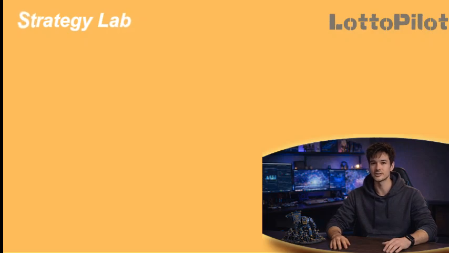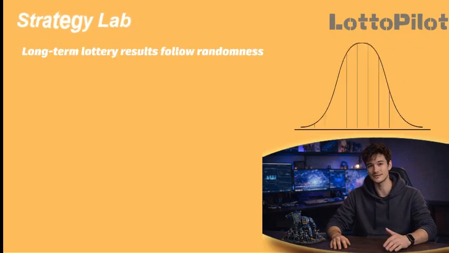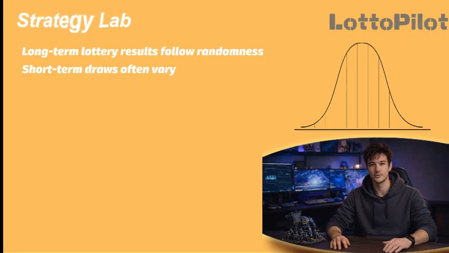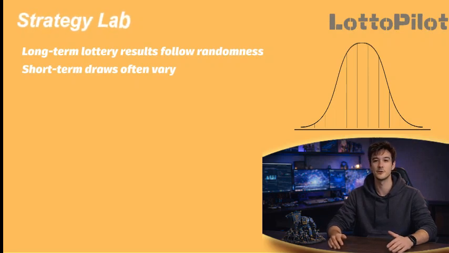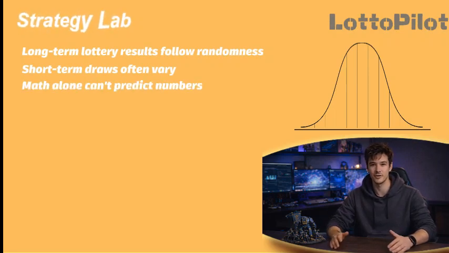The theory behind Strategy Lab is actually quite simple. If lottery draws continued for an extremely long time, for example hundreds of thousands or even millions of draws, the results should eventually follow a mathematically random distribution. However, in the short term, lottery outcomes often don't behave exactly like pure probability models. Because of that, predicting numbers based only on mathematics can be very difficult.